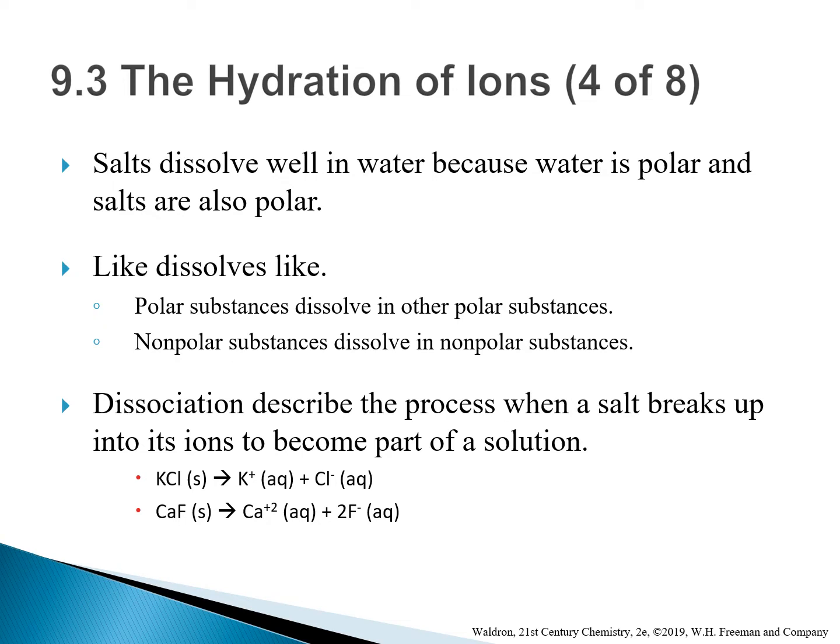When a salt breaks up into its ions to become part of a solution, we refer to this event as dissociation of the salt. In the example below, we have potassium chloride salt dissociate to make one potassium ion and one chloride ion. The AQ notation on the right stands for aqueous solution. It means the salts are dissolved in water. In the second example, calcium fluoride dissociates to make one calcium ion and two fluoride ions, because each formula unit of calcium fluoride contains two fluoride ions.